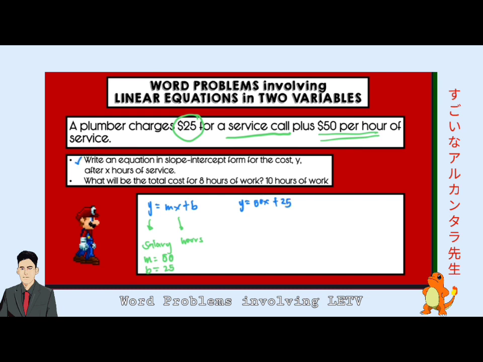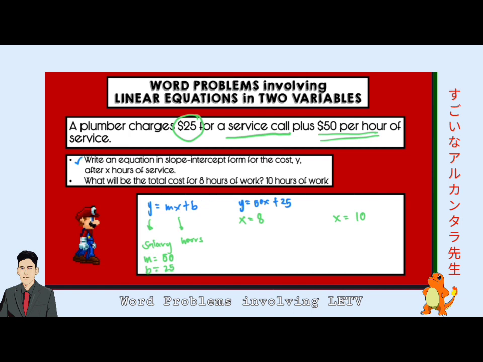So you have two questions next. The first one is you make your x equal to 8 and the other x equal to 10. The reason behind this is because you want to figure out how much money or how much salary this plumber will get if he works for 8 hours, and then how about for 10 hours.